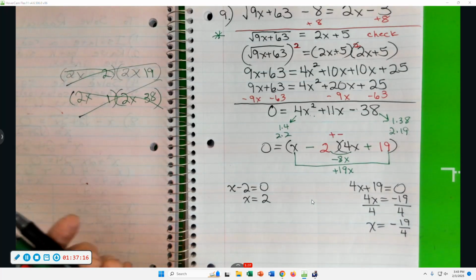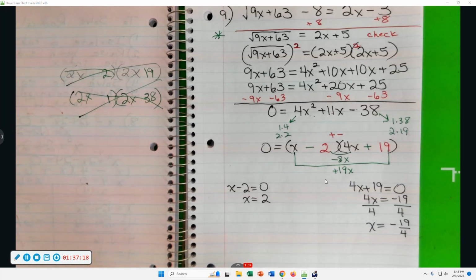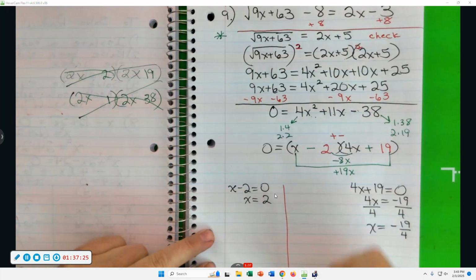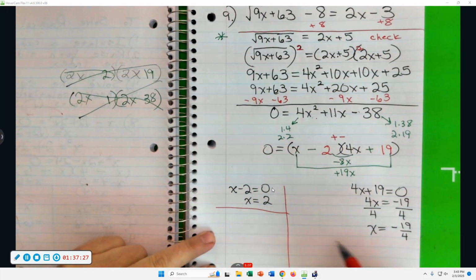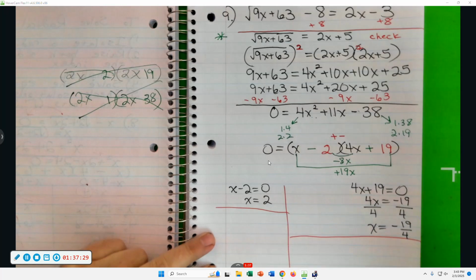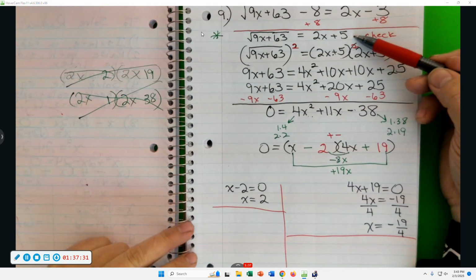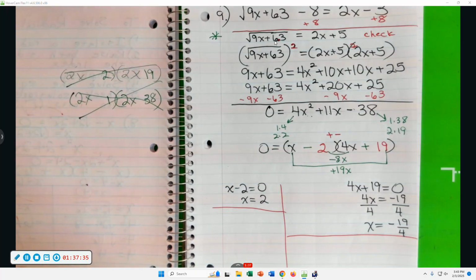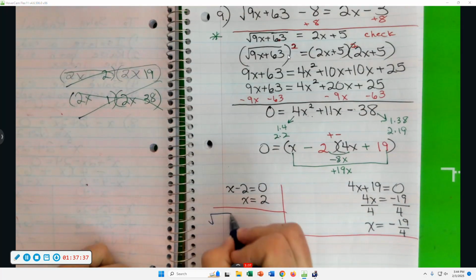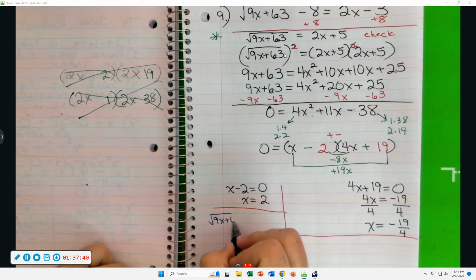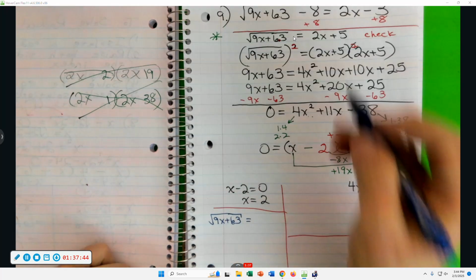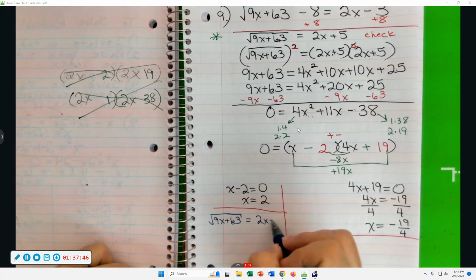Well, we're going to have to check this. What do y'all think? Do we have to check these? Yes, because we've raised both sides to an even power. And remember, I said check in the form where it's isolated. That square root of 9x plus 63 equals, what was it, a 2x plus 5?